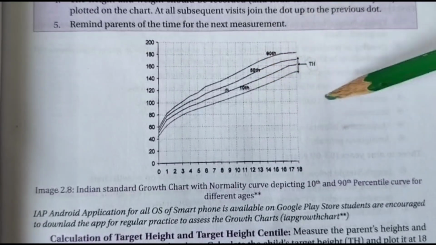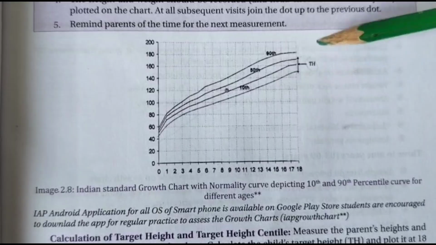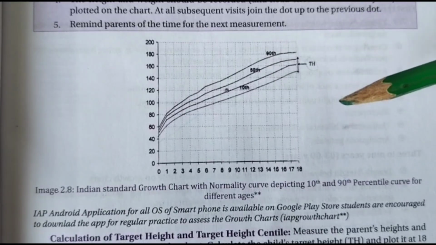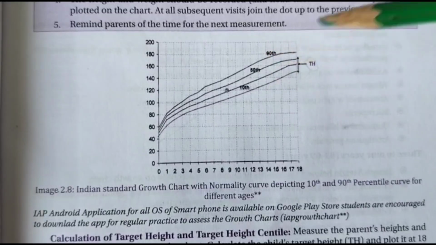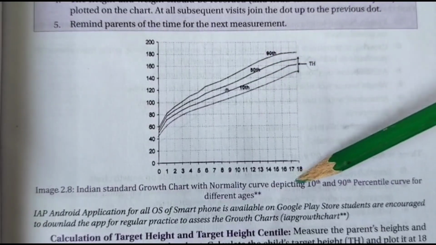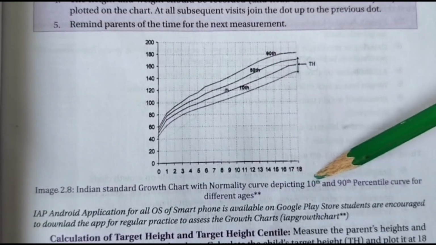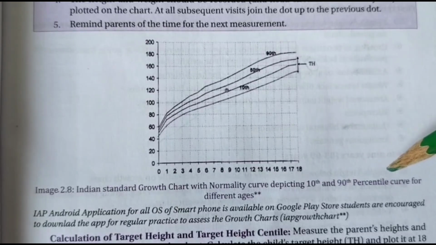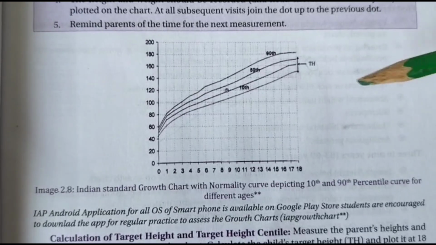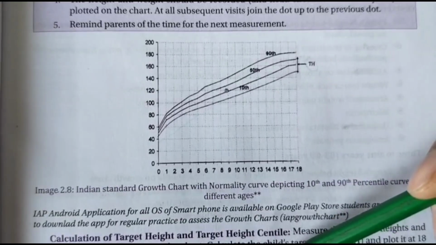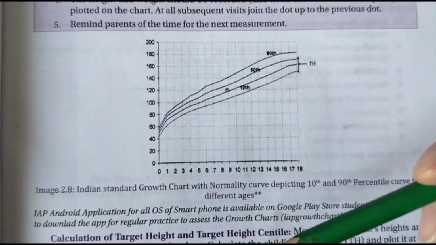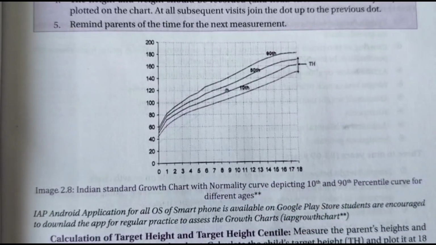This is a simple explanation regarding the target height of children, or how to assess the target height in centiles in a particular population, or the Indian standard population. That is depicting the 10th and 90th percentile curves for different ages, correct. The important point is that it is 7.5 centimeters above or below for a boy and 6 centimeters above or below for a girl, correct. This is the explanation regarding Indian standard parameters. Okay, thank you.